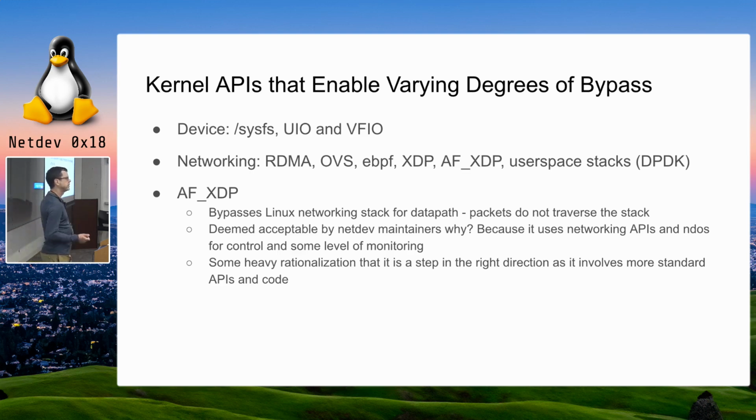AF_XDP bypasses Linux networking for the data path. Packets do not traverse the stack at all. It was deemed acceptable by netdev maintainers. Why? Because it uses networking APIs to some degree, the netdev operations, setting up the control path, and with some level of monitoring, basically, right? The heavy rationalization there is it's a step in the right direction. We're bringing in more standard code, more standard APIs, more standard ways of doing things, right? But AF_XDP is a networking stack bypass solution.